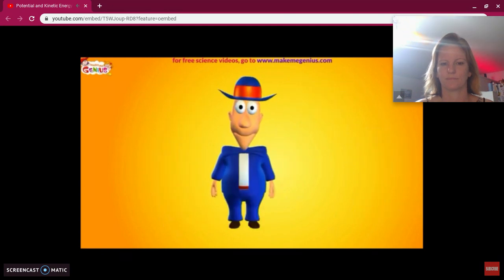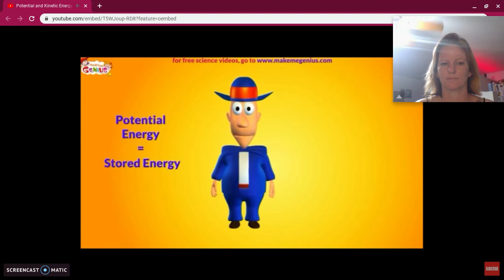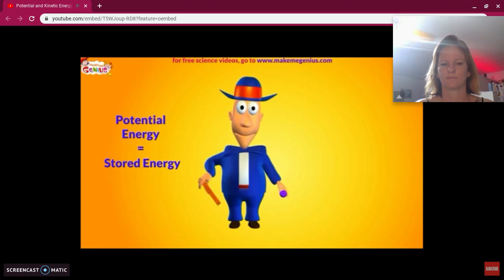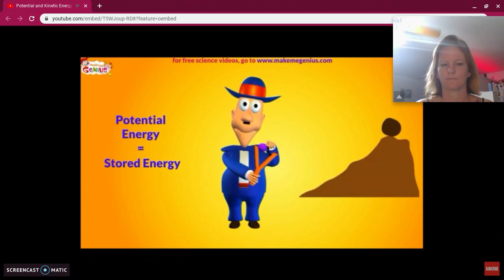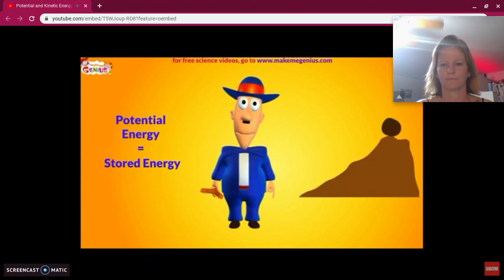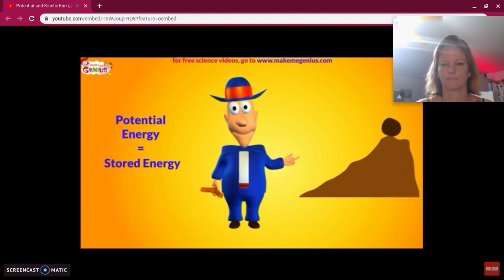Let's see a few examples of potential energy. Have you seen a catapult? It has so much stored energy that it can throw stones to distant places. Also, look at this big rock on the slope. If it falls down, it can do a lot of damage. It has a lot of potential energy, which means a lot of stored energy.